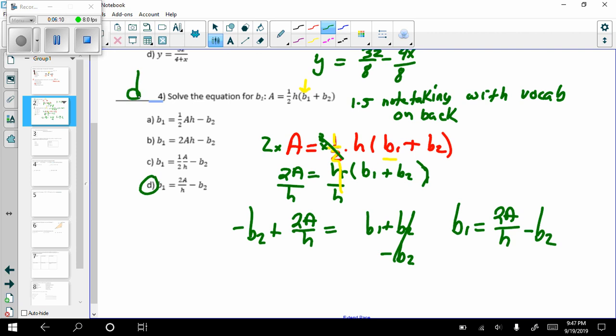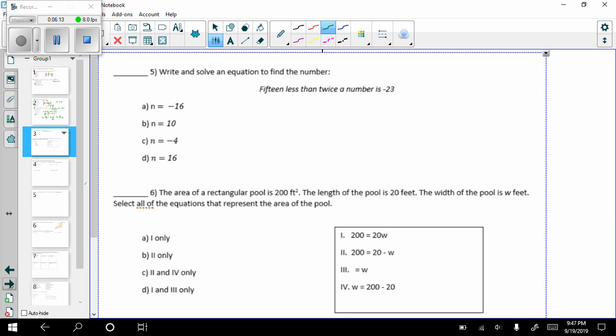Okay, all right, let's go to the next problem. Write and solve an equation to find the number: 15 less than twice the number is 23. When I see is, I write the equal sign, and whatever follows it immediately is the number behind the equal sign. So this part is done, and I cross it off. The next thing I need to do is say 15 less than, well, that translates into something minus 15. Sounds a little weird, but that's how that works. And then we have twice a number, so that's going to be 2x.